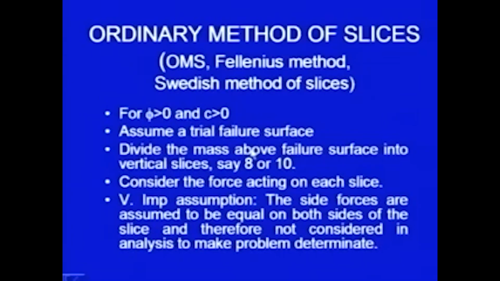The basic principle is that we assume a trial failure surface, and we generally assume a circular failure surface, that is the first trial. Then we divide the mass above the failure surface into vertical slices. It depends on the accuracy required. When we do manual calculations, maybe 8 or 10 slices may be sufficient. If you are using a computer program, you can use any number of slices, and then we will be considering the forces acting on each slice.